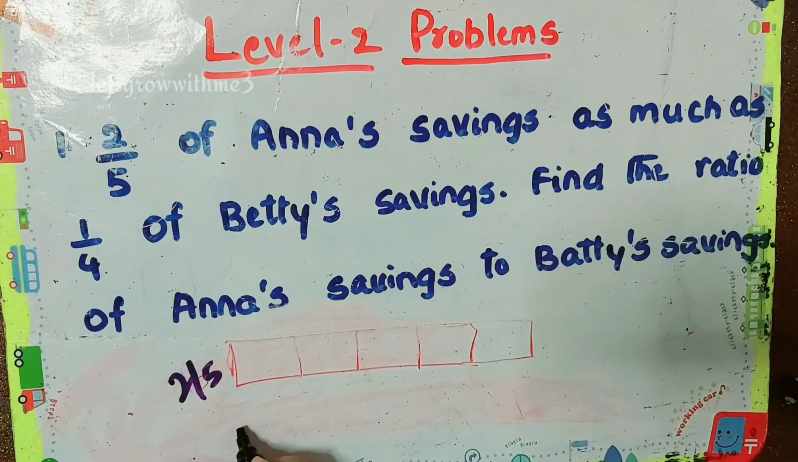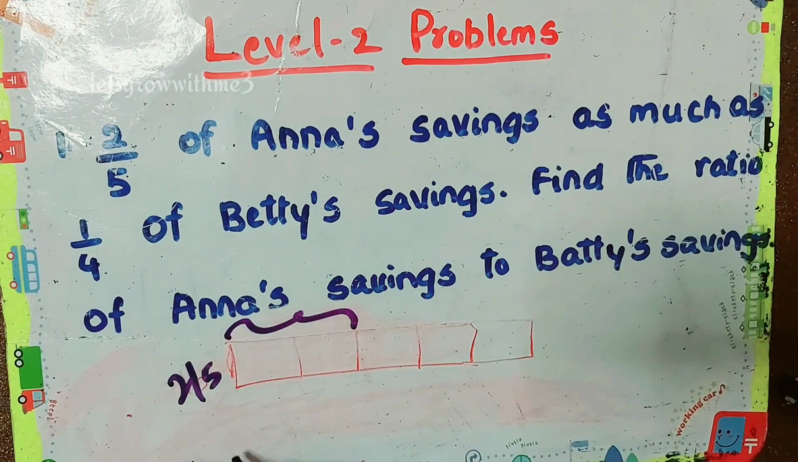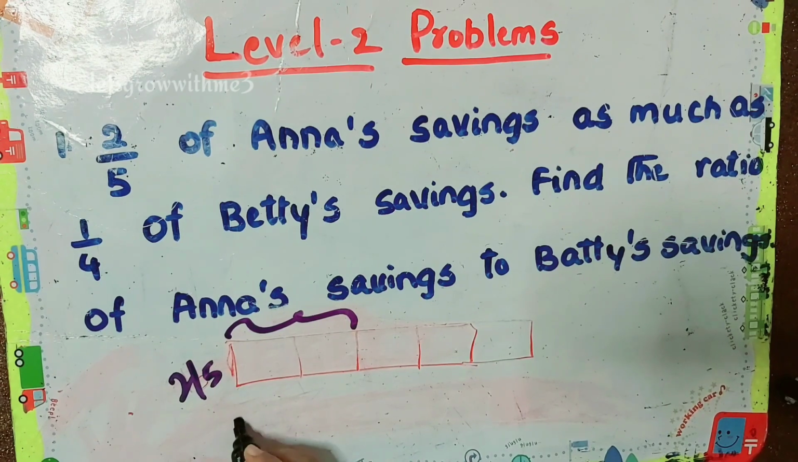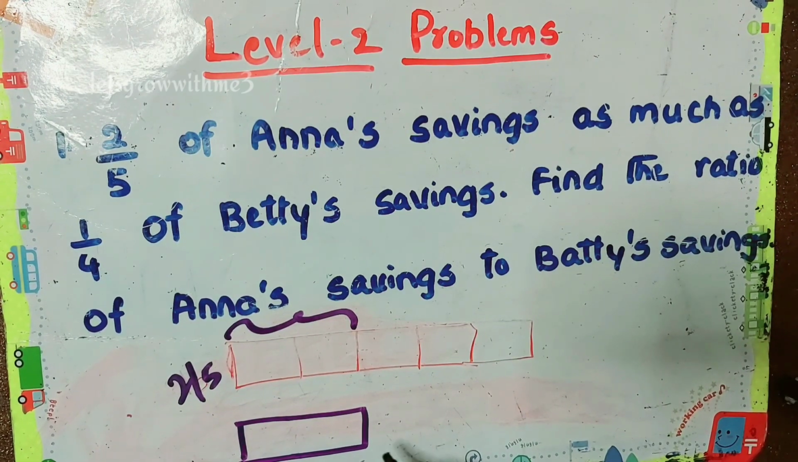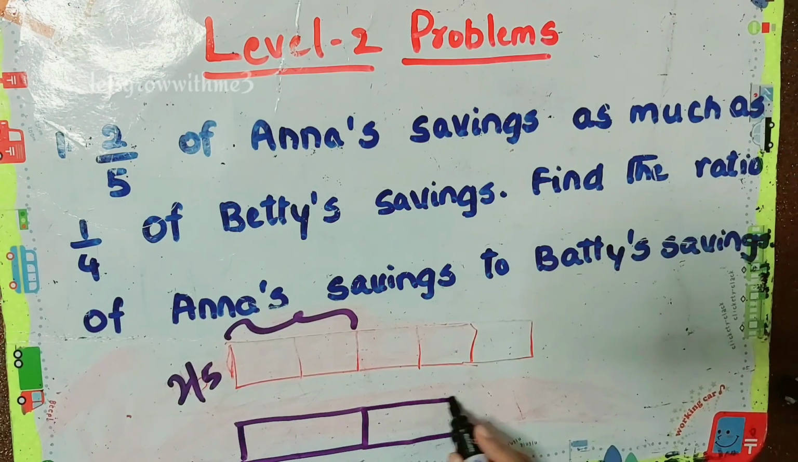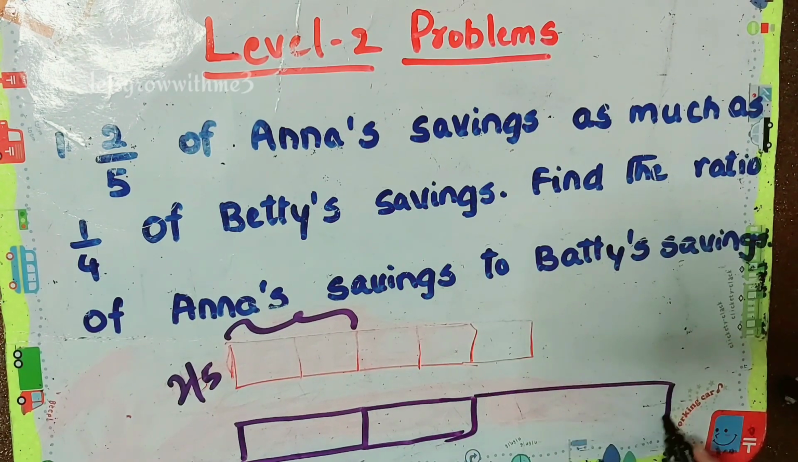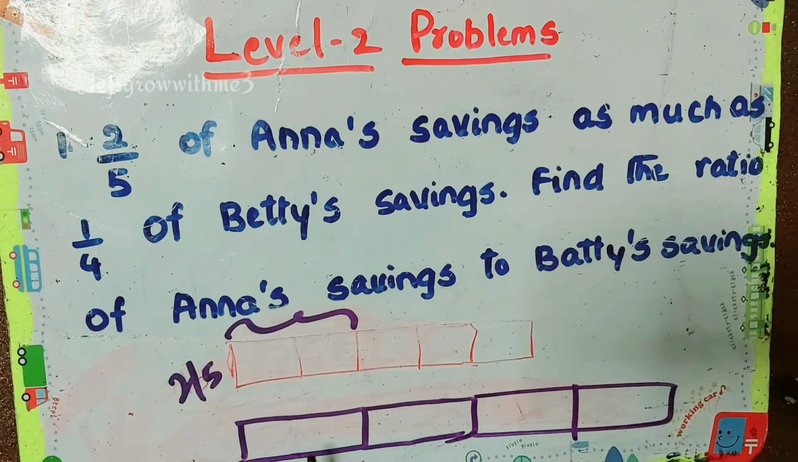So total Betty's savings is 4 units. In that, 1 unit is Betty's savings. So we are drawing Betty's. So these 2 units is equal to 1 unit of Betty's. And similarly, we have 4 units.